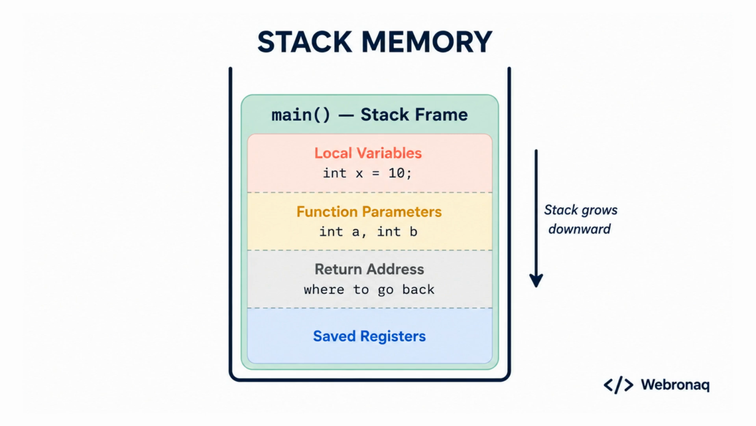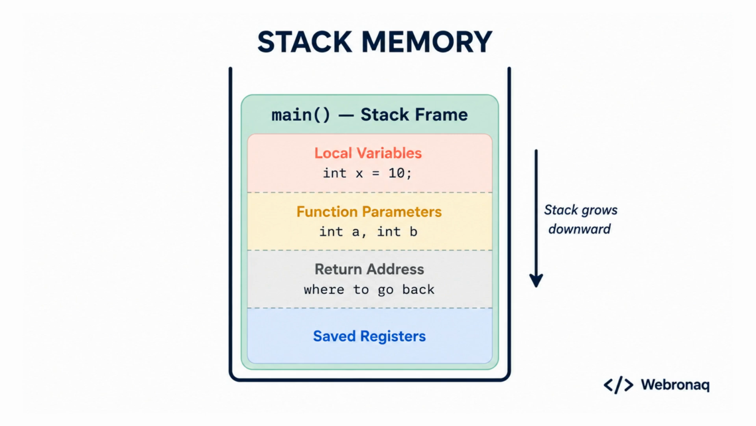First, the local variables. Any variable you declare inside the function, like int x equals 10, lives right here. Second, the function parameters, the values you passed in when you called the function. Third, the return address. This is crucial. It's basically a bookmark that says, hey, when this function is done, jump back to this exact line in the code that called me. Without this, your program would have no idea where to continue. And fourth, the saved registers, small pieces of CPU state that need to be preserved while the function runs.